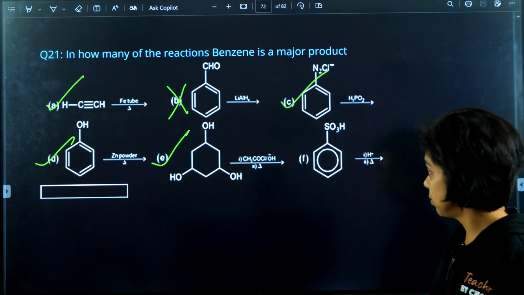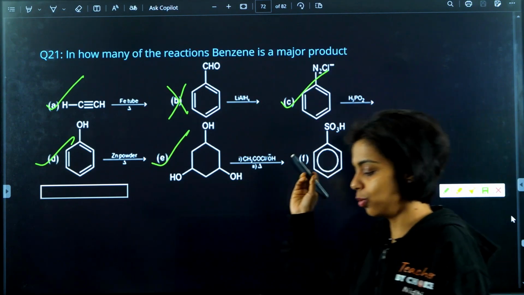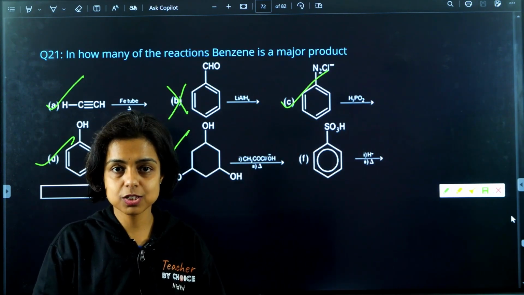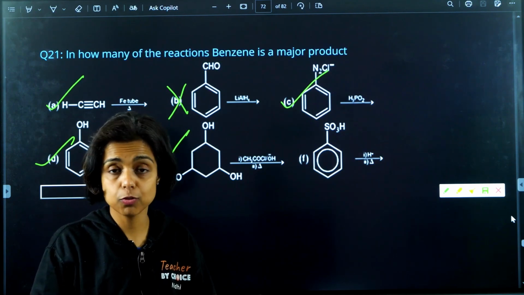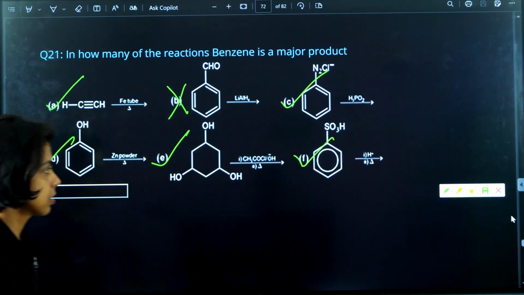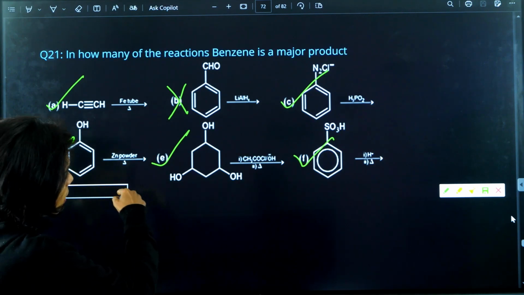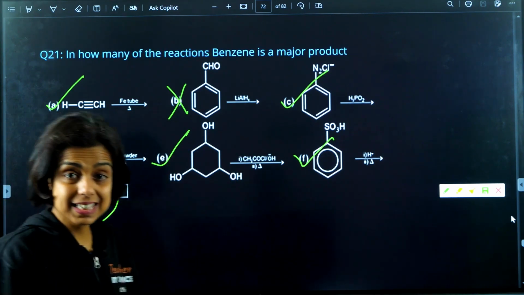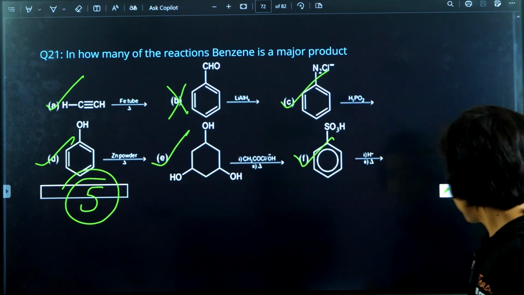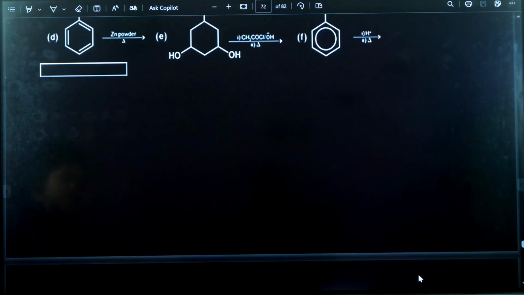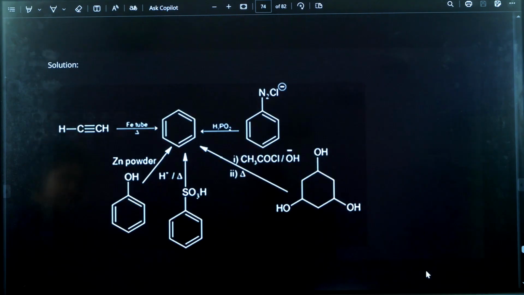Next is benzene sulfonic acid. You know sulfonation is a reversible process. You can do desulfonation. You can remove the sulfonic acid group from benzene by using dilute acid, of course. So 1, 2, 3, 4, 5. So the answer is 5. In 5 options, you will get benzene as the major product, right? So that is the answer. It was easy. I will say it should not take much of your time, guys, cracking this question, right?